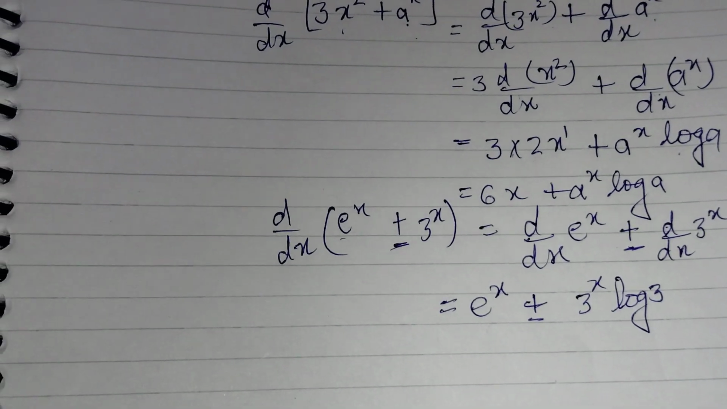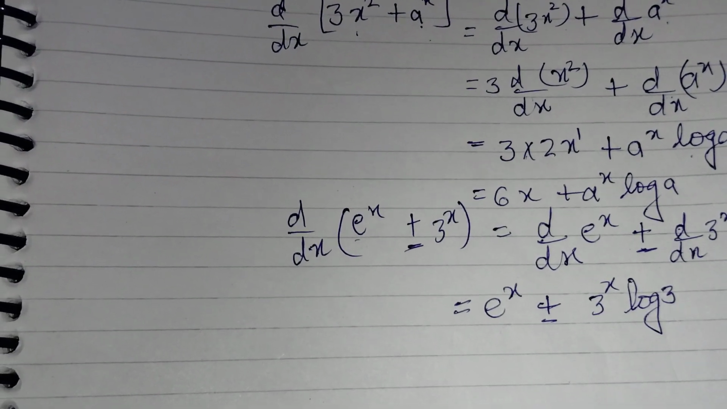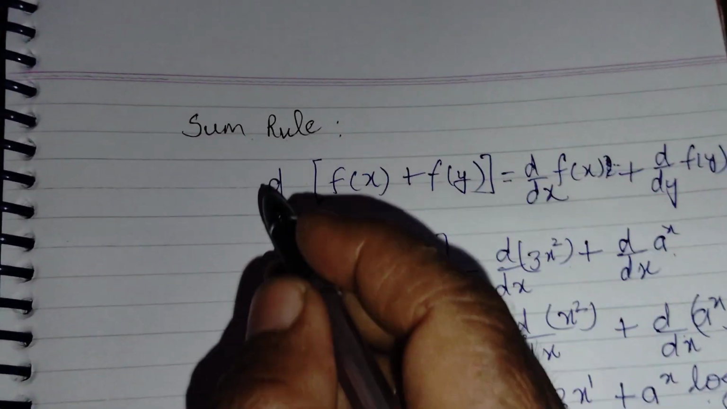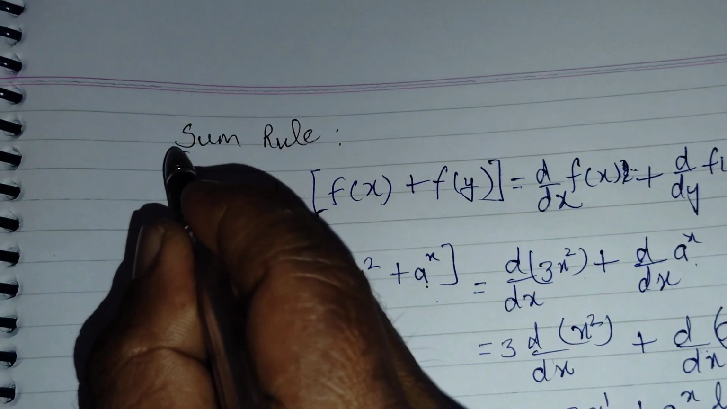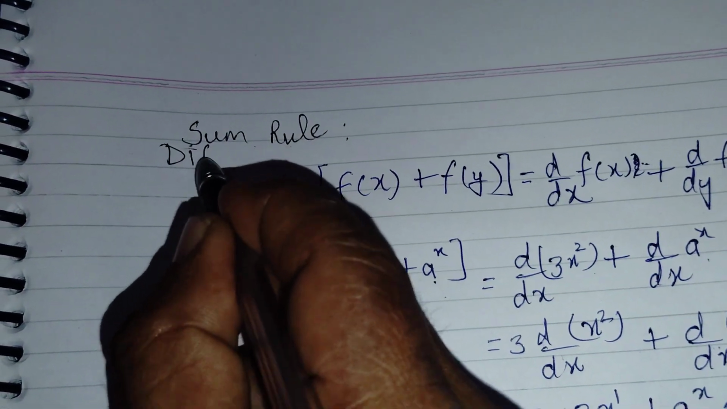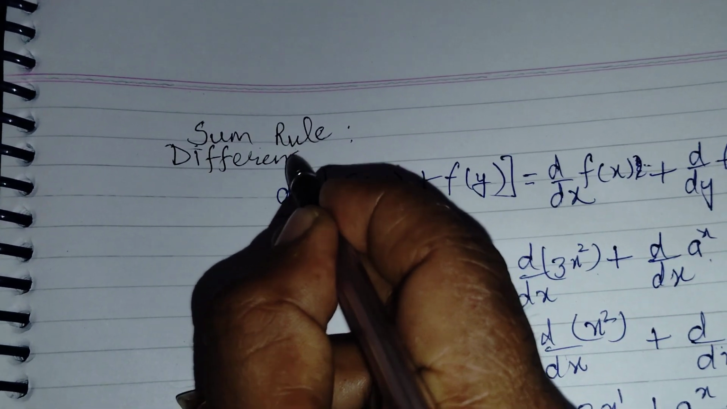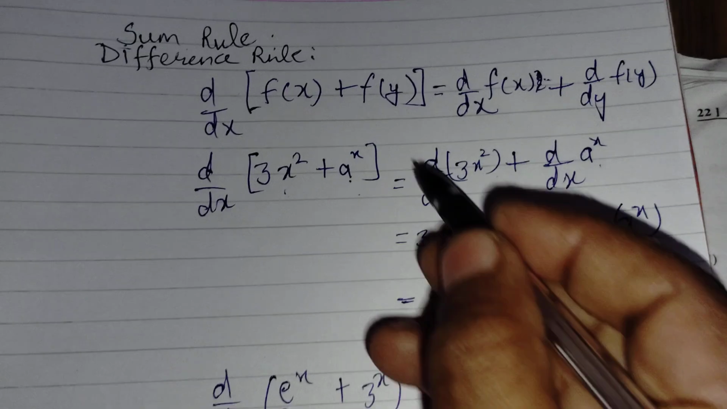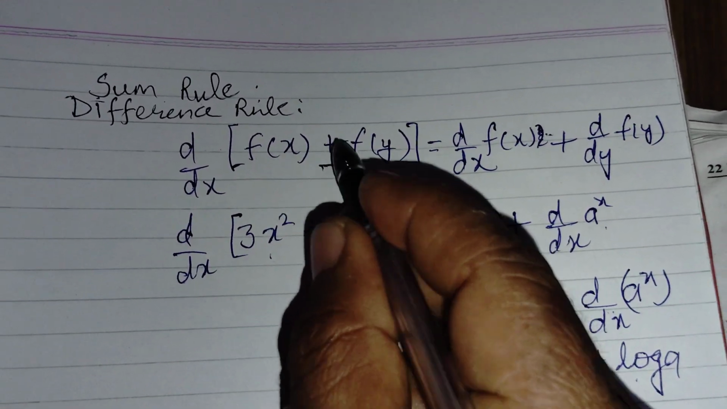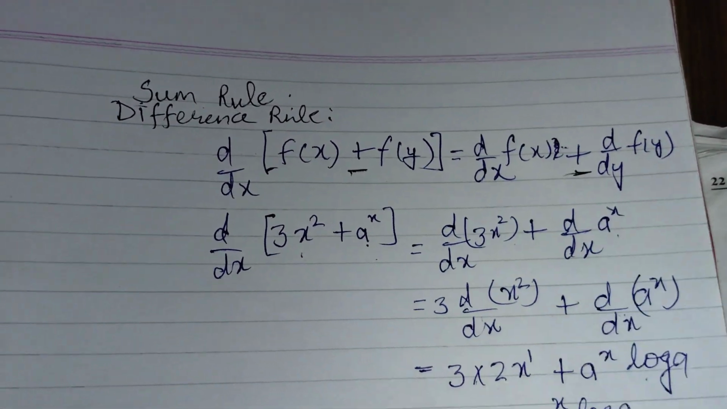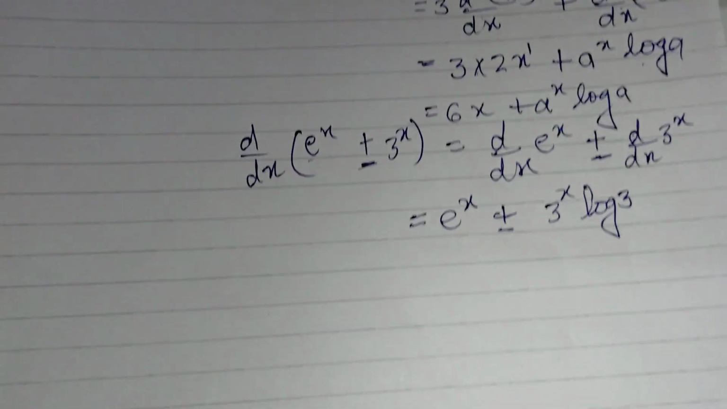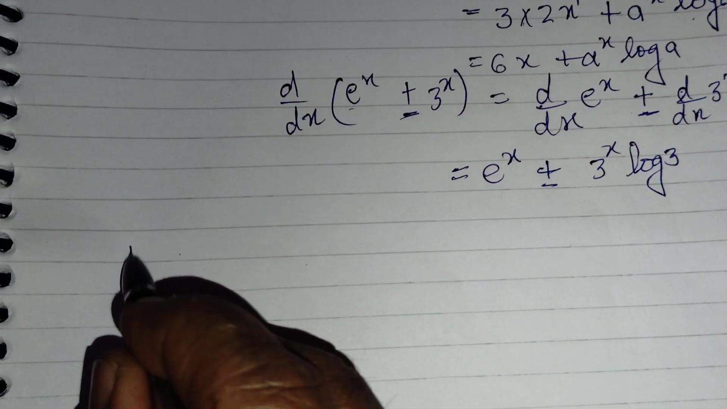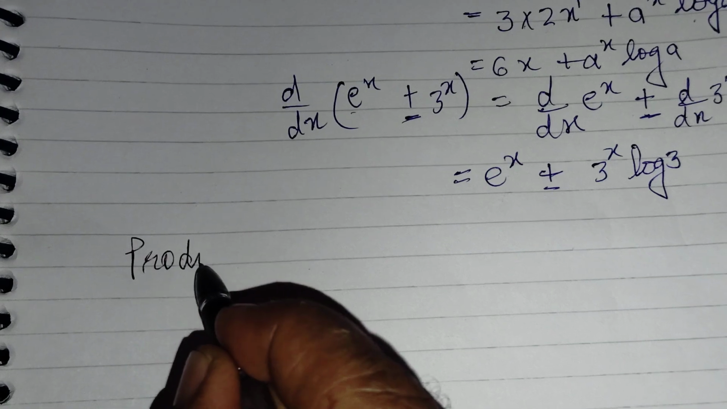Next rule is the difference rule, and the sum rule we have studied here. So it is also included in the difference rule. Both are the same, both we have discussed. So if a plus sign is there, then we use plus. If minus is there, then we use minus. Next is the product rule. It is important sometimes.